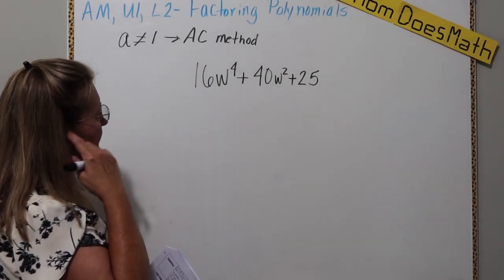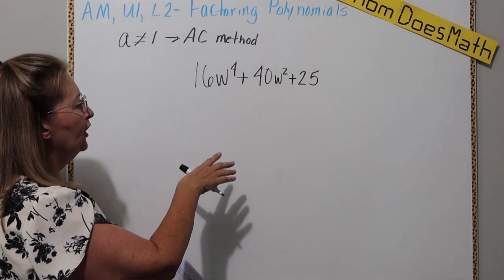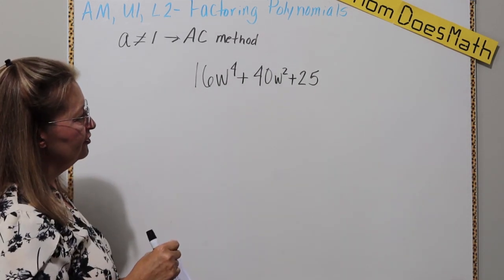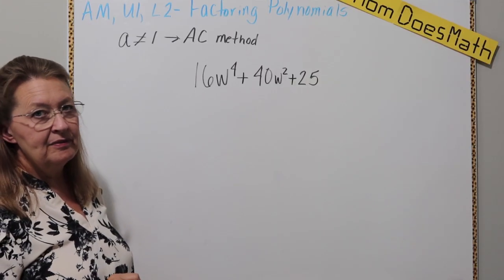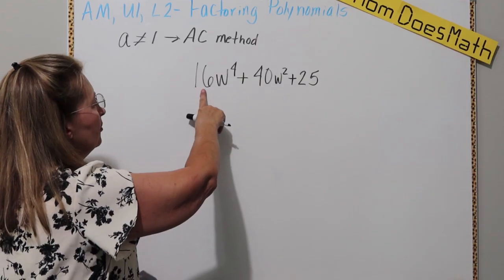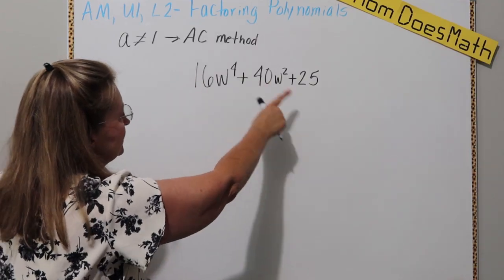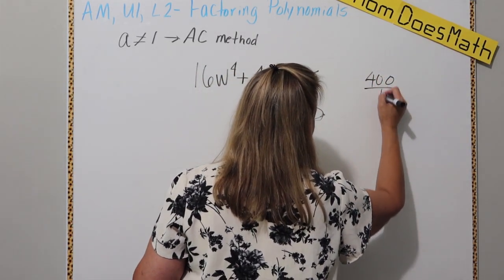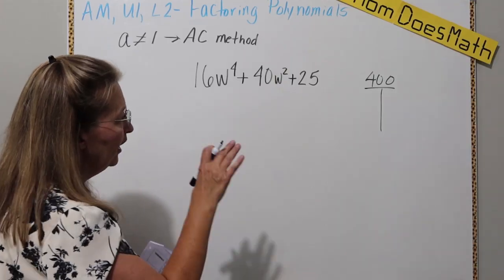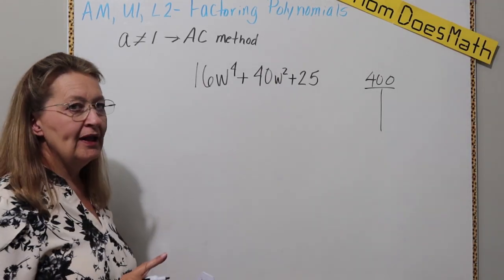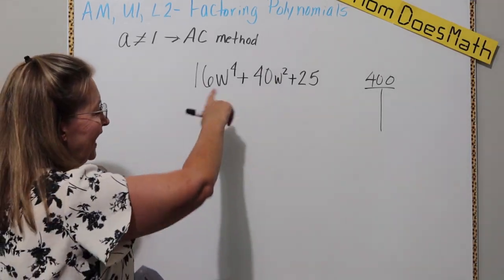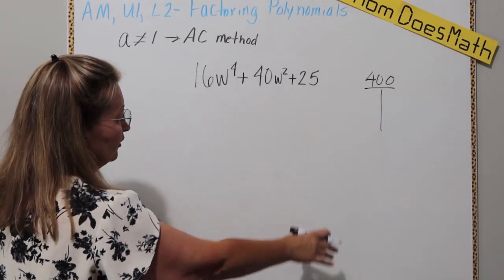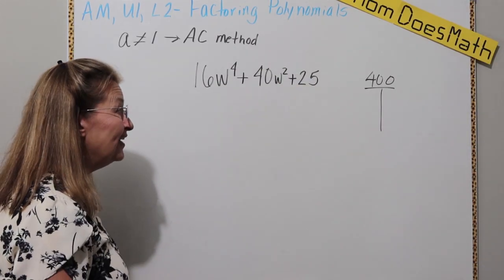Okay, number 20. So, I see a trinomial, there's not a greatest common factor. I have a coefficient in front of my first term, so I'm going to use the AC method. Alright, I'm going to multiply A times C. 16 times 25 gives me 400. Now, I need a pair of numbers that will multiply to give me 400, but add up to give me 40.